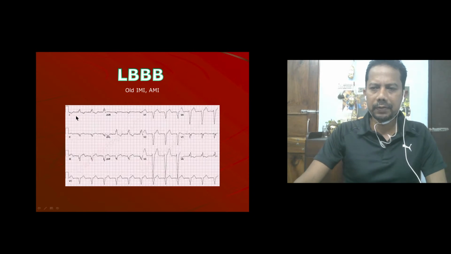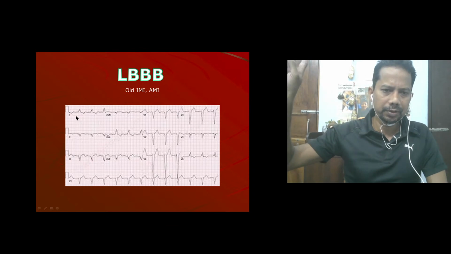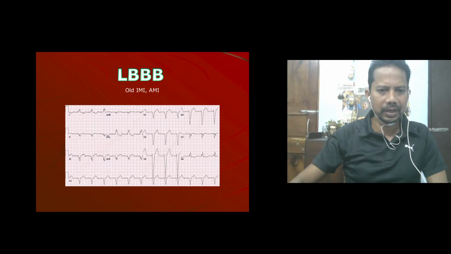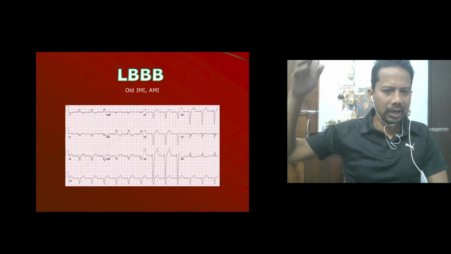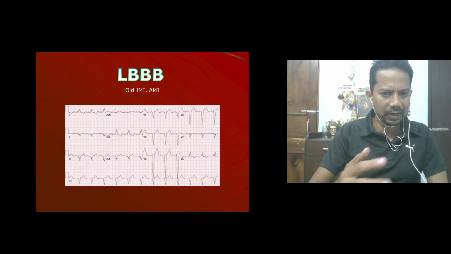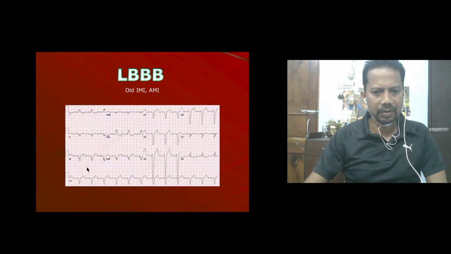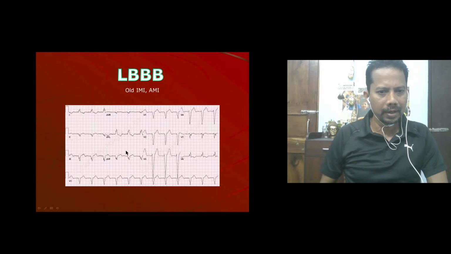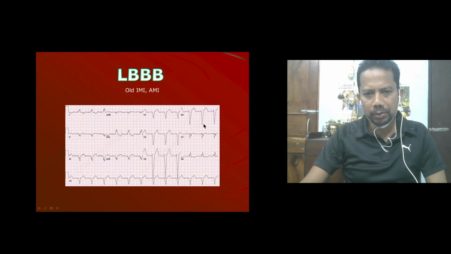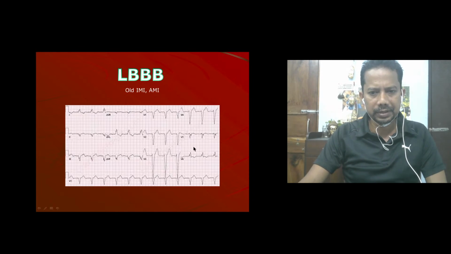Tall R in lead 1, so the axis goes to lead 1, 0 degree, axis is around -30, -40 or 10 or 20, something like that. To determine whether it is going to the left axis zone or the normal axis zone, you have to look in AVF. AVF is totally negative, so plotted at -90. Then this is a left axis deviation. So this is a complete LBB, broad QRS, left axis deviation.